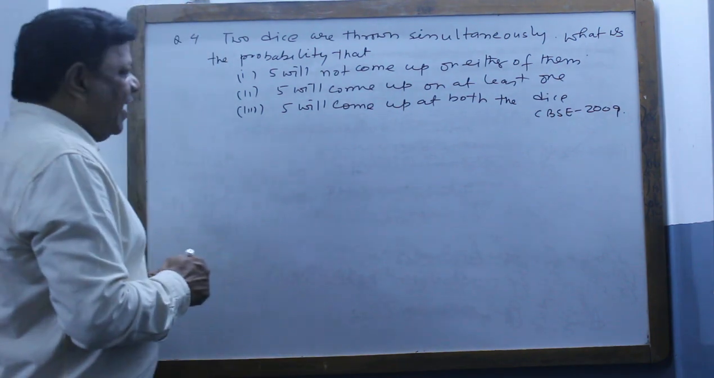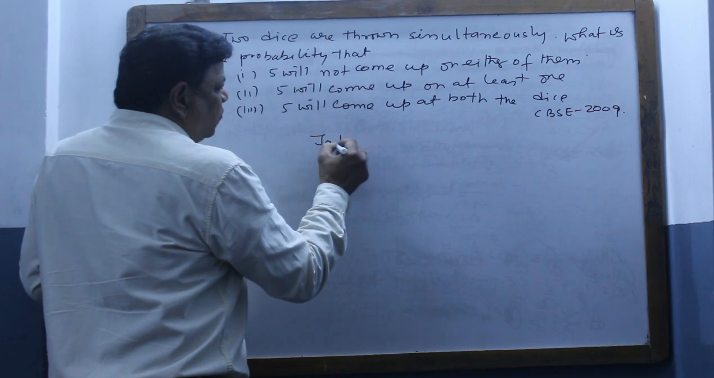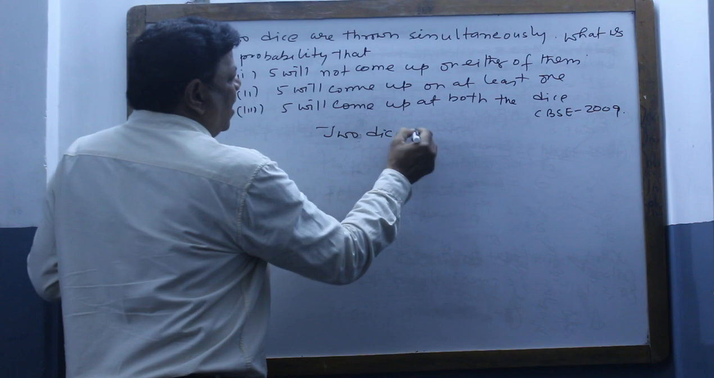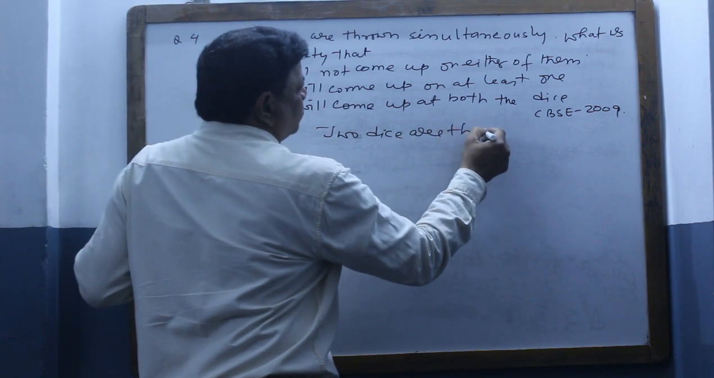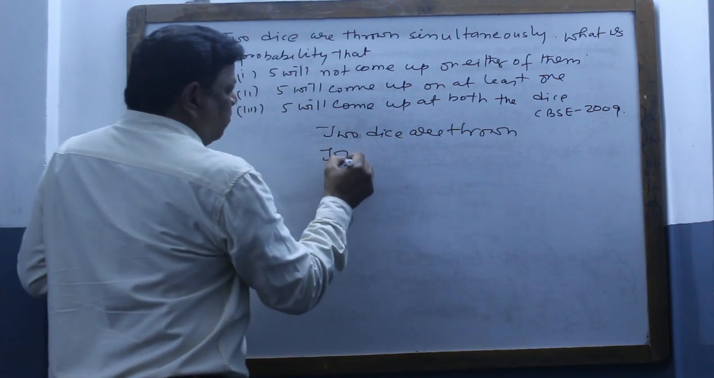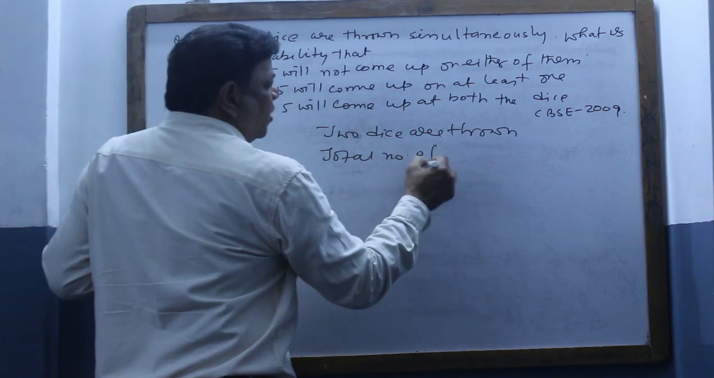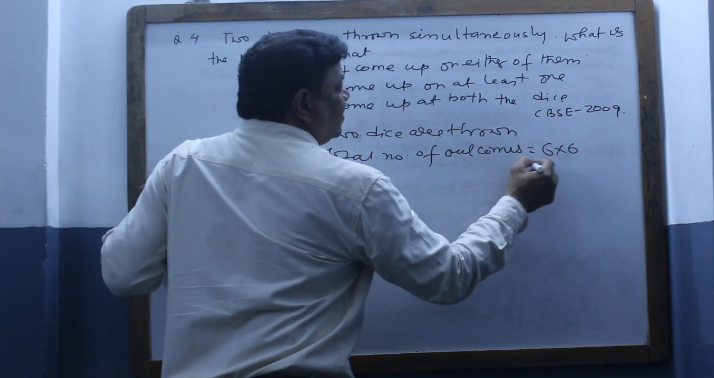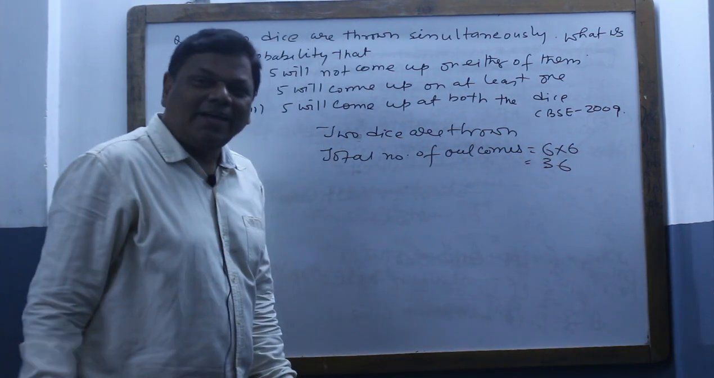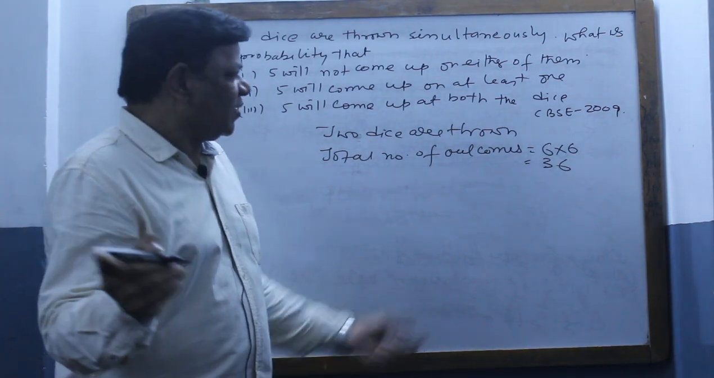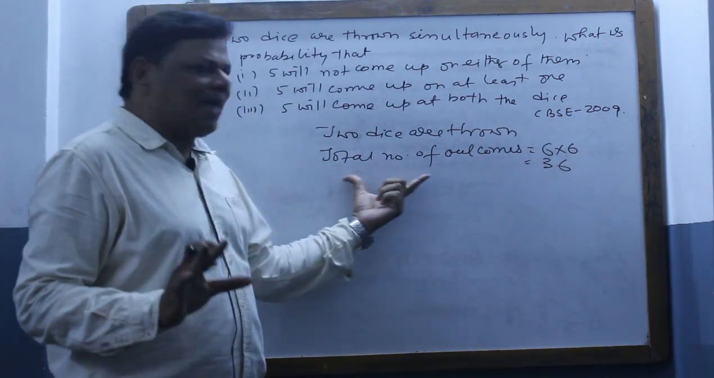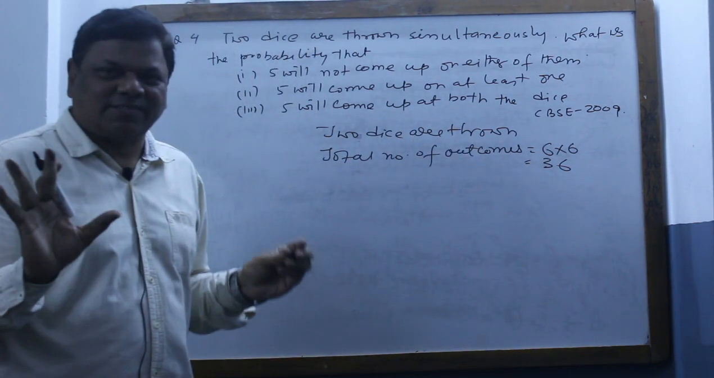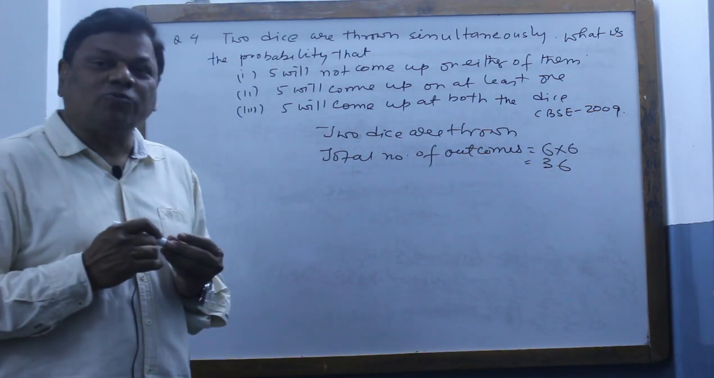Now see. First write: two dice are thrown. So the total number of outcomes is 6 into 6, that is 36. How 36? I explained in the previous video. 36 is coming. So you can say sample space, or the total number of outcomes. That is clear, 36.